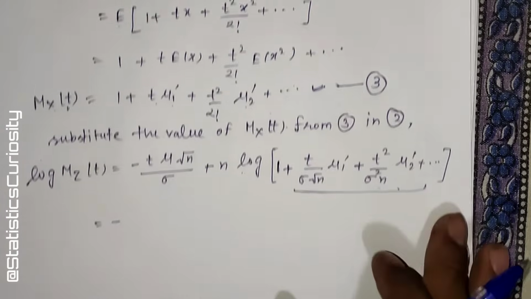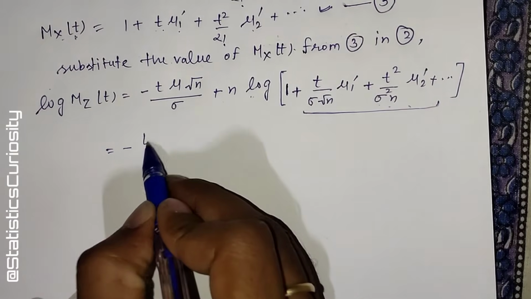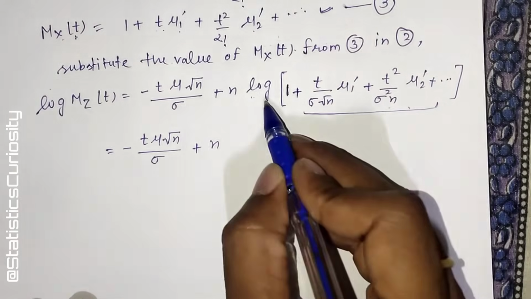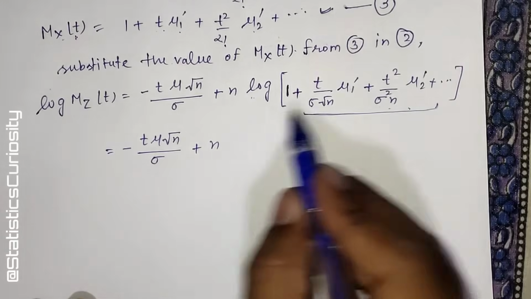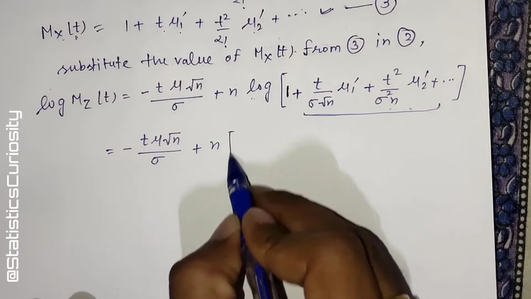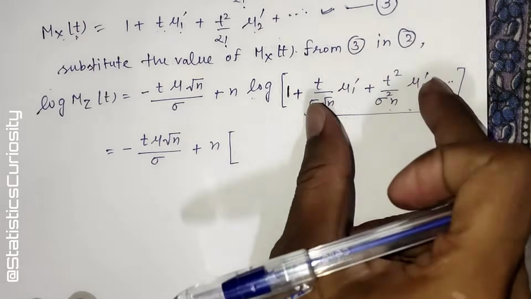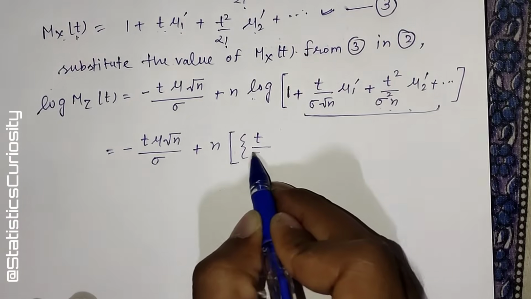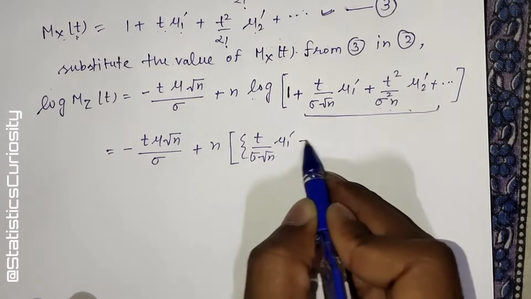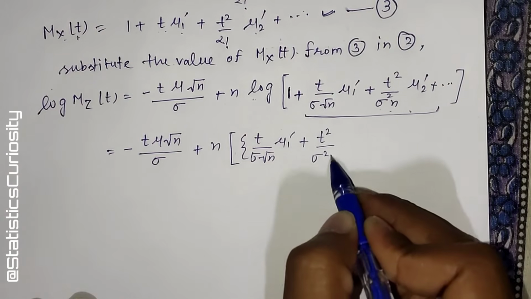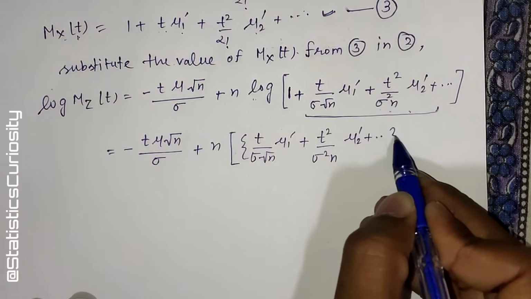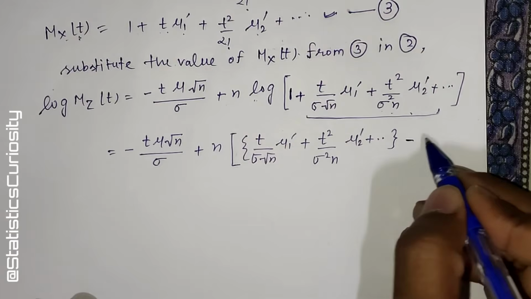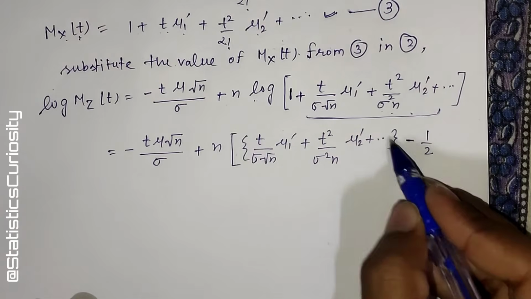So what we will get: minus t mu square root of n divided by sigma plus n log 1 plus x. Log 1 plus x, what we will get? First of all, x, that means this entire term: t divided by sigma square root of n mu 1 dash plus t square divided by sigma square n mu 2 dash and so on. And the next term will be minus 1 by 2 times the square of this entire term.